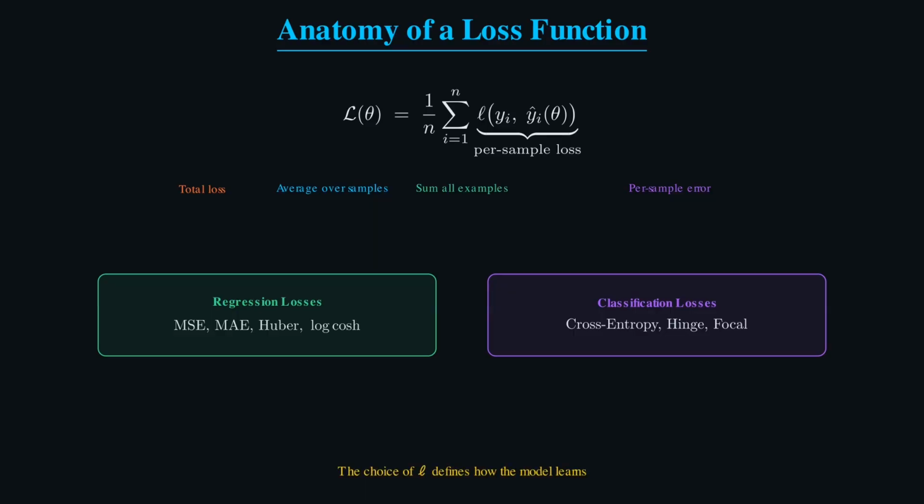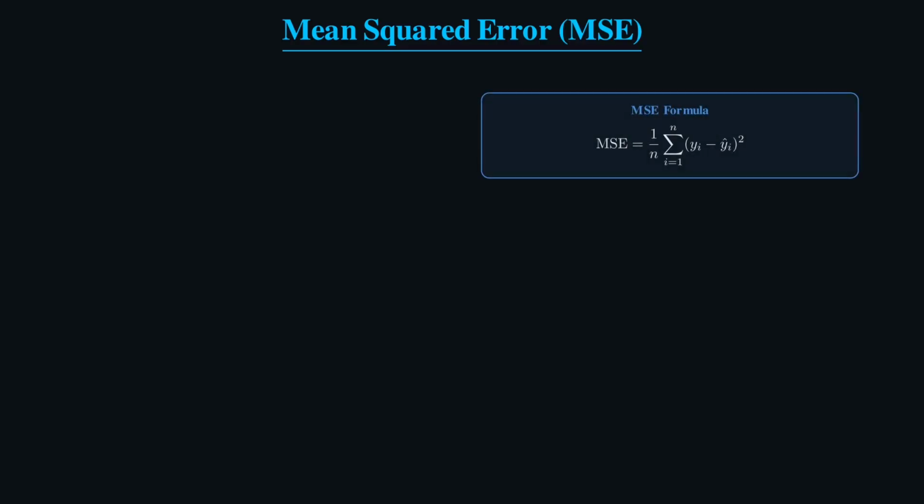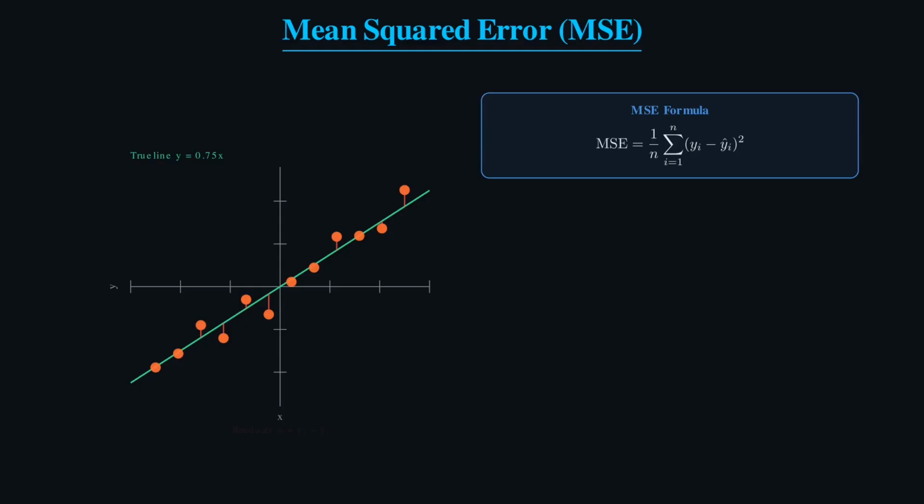Take mean squared error, or MSE. It squares the difference between prediction and truth. This amplifies large errors, making MSE powerful for regression, but also sensitive to outliers. One extreme value can skew the entire training signal.